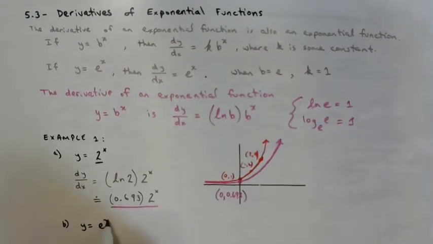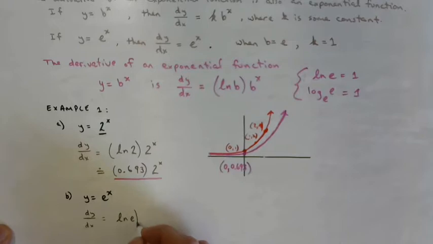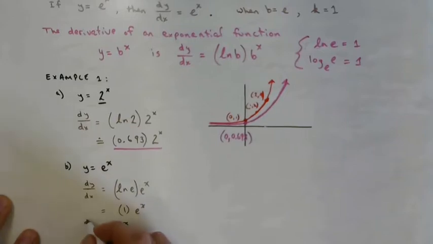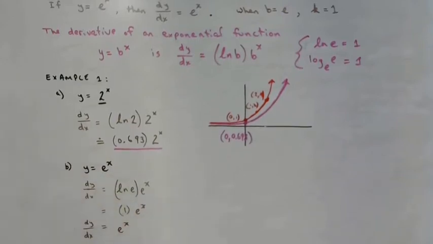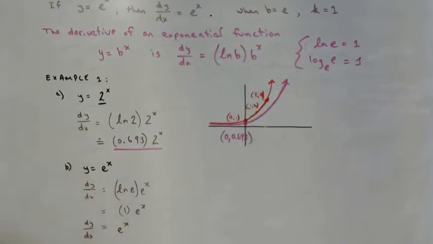Y equals e to the power of x. So if we take our derivative, dy by dx, we end up with the natural log of e times e to the power of x. We know the natural log of e is just 1. So we just end up with our same original function, showing us algebraically that the derivative of y equals e to the power of x is y equals e to the power of x. And we could draw that one, but it's pretty boring.